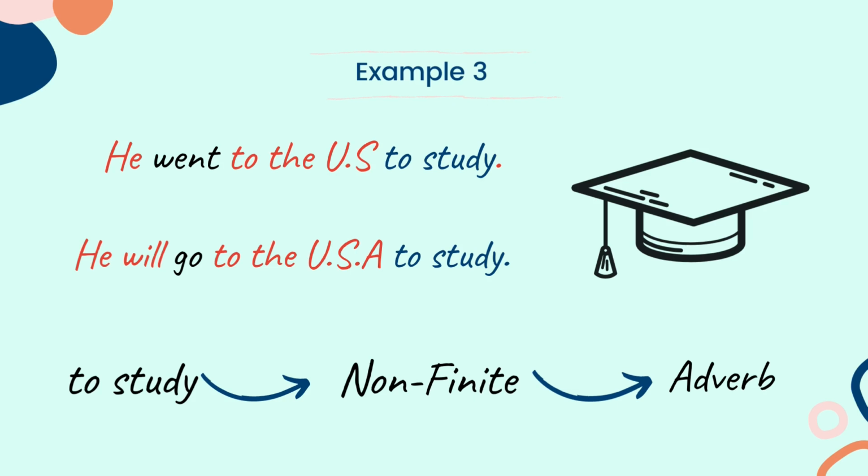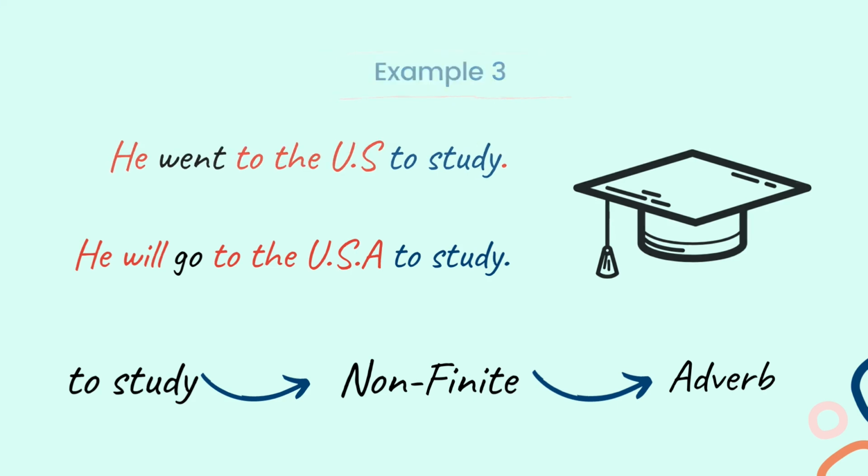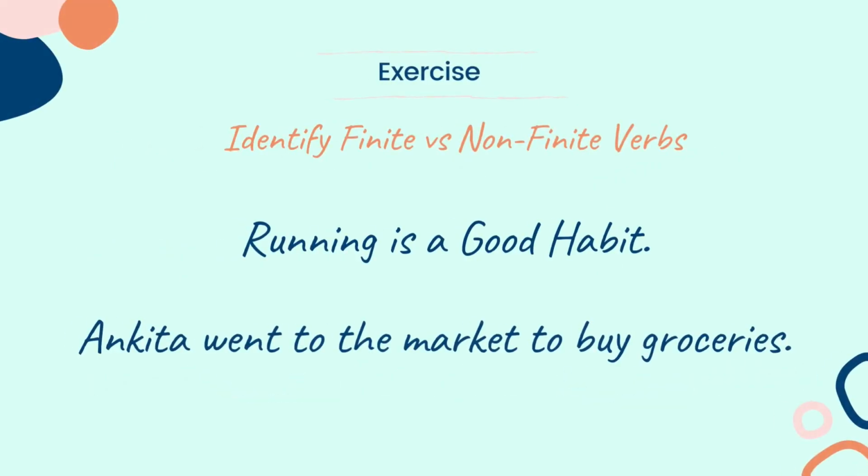Based on this usage, they are further divided into three types: gerund, infinitive, and participles. I have already created the video on that. Please check the link in the description after this video to get that concept. Now, I hope you would have understood what are finite verbs and non-finite verbs.